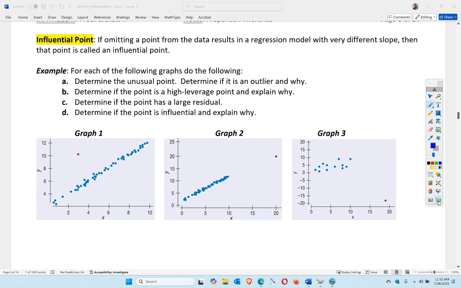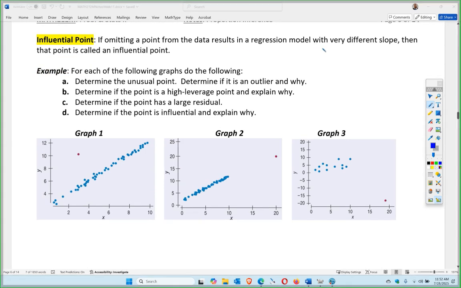So what does it mean to be influential? If you vary different slopes. Okay, that's what it means to be influential. So I have three graphs here. Determine the unusual point. That's the unusual point. That's the unusual point. That's the unusual point. That's my opinion.